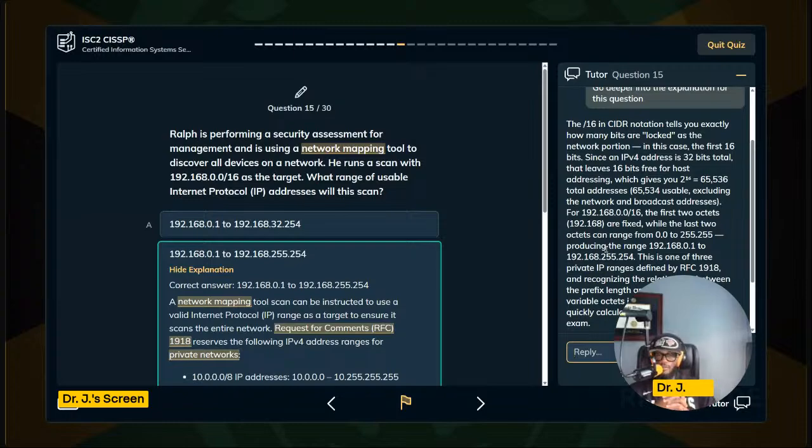So for 192.168.0.0/16, the first two octets we had that established. 192.168 are fixed. So while the last two octets can range from 0.0 through 255.255, producing the range 192.168.0.1 through 192.168.255.254. This is one of three private IP address ranges defined by RFC 1918, and recognizing the relationship between the prefix length and the number of variable octets is a reliable shortcut for quickly calculating the scan ranges on the exam. Okay.